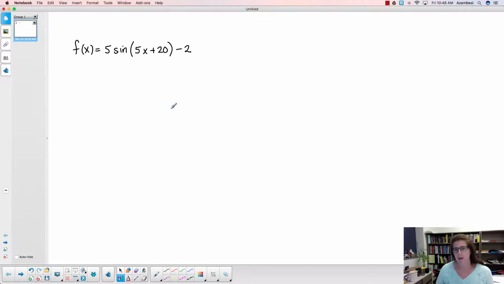So the problem is from the book. Those of you that are taking a look at the textbook online, you can find some extra practice problems there. It is f of x is equal to 5 sine of 5x plus 20, minus 2.